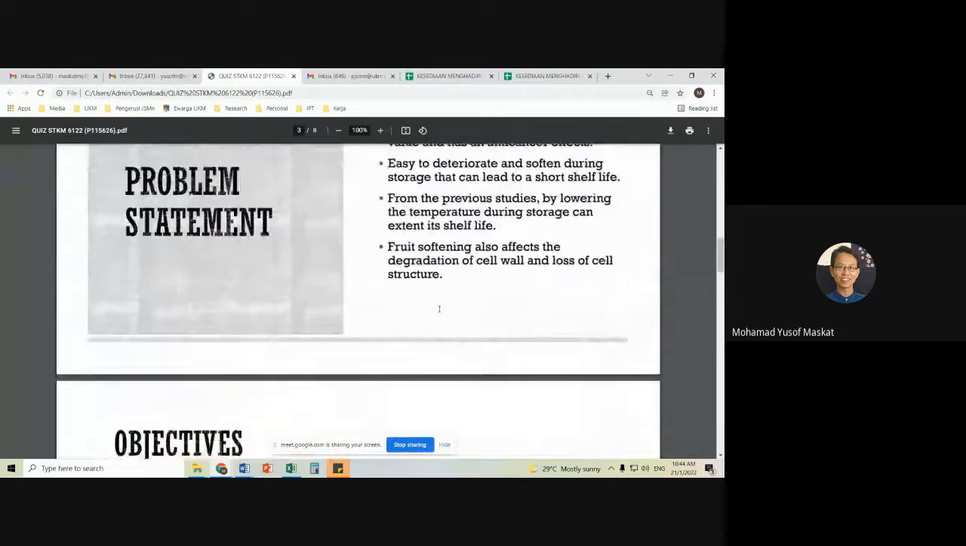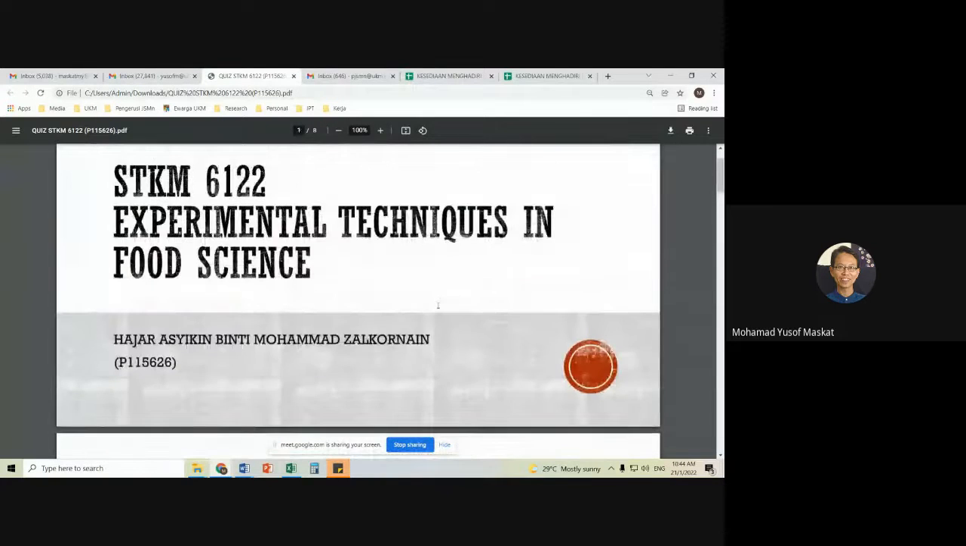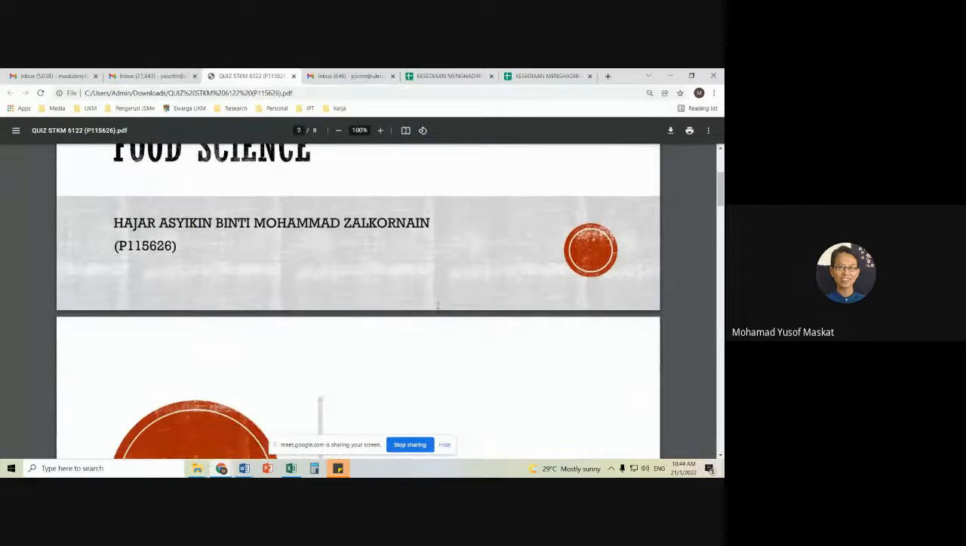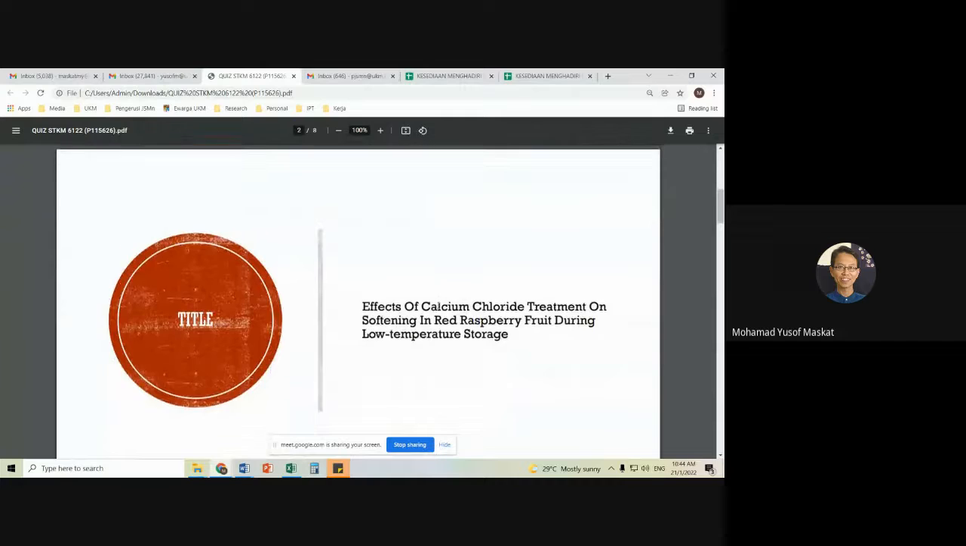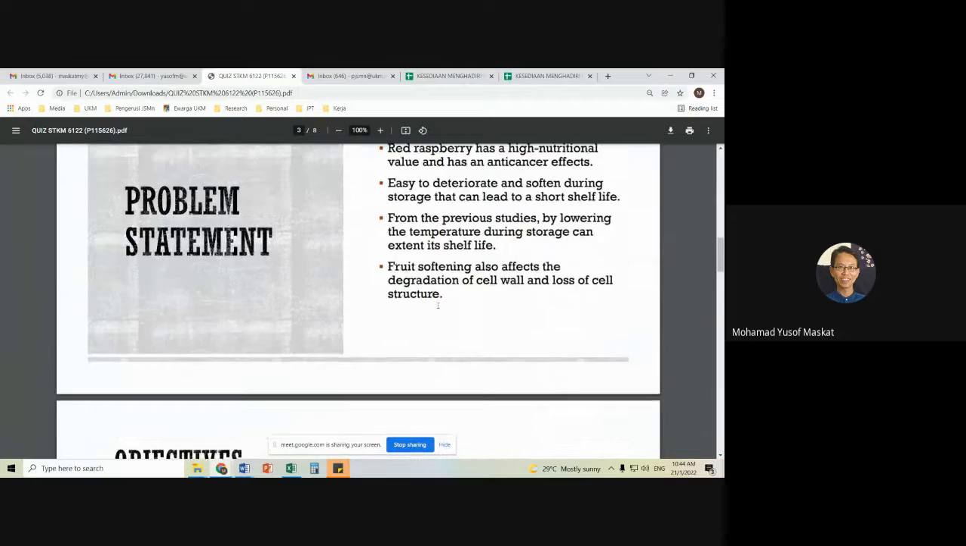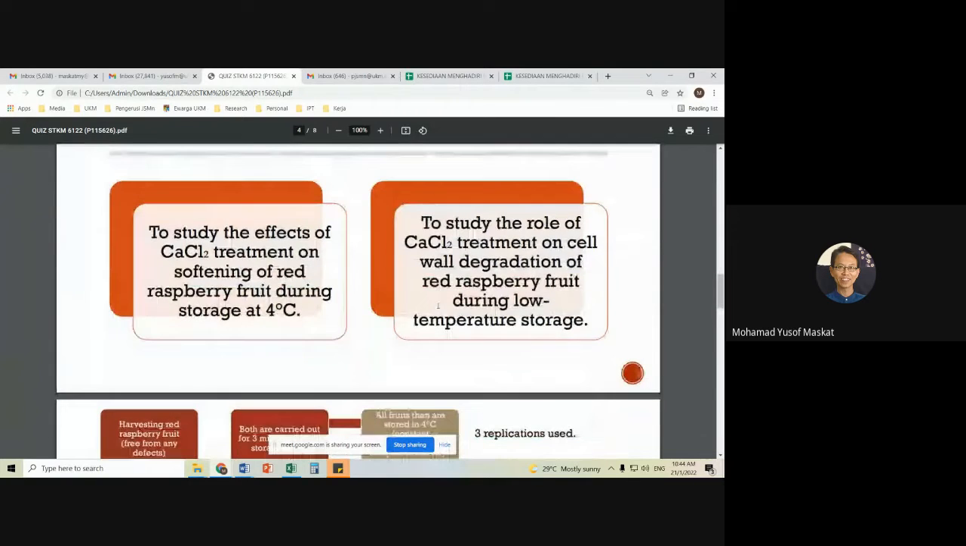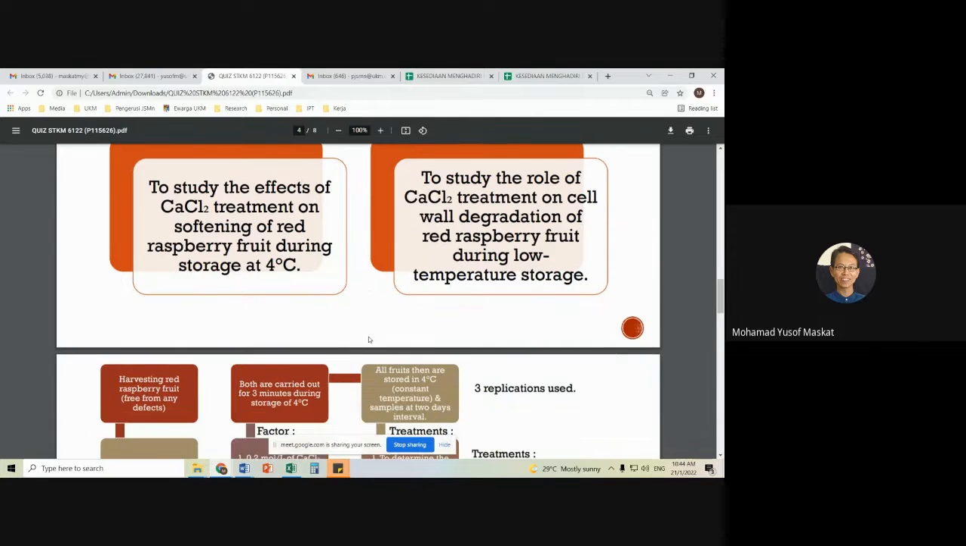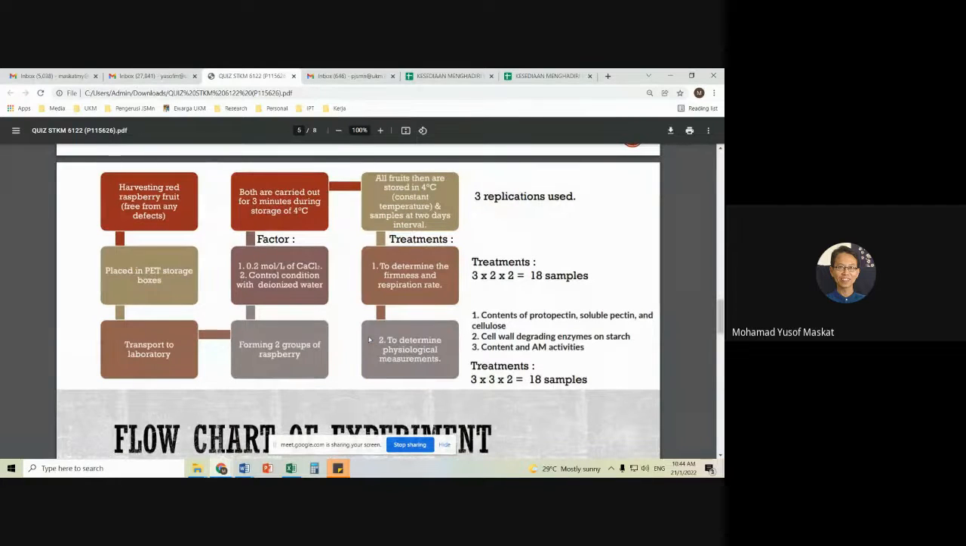Okay, so this is Hajar's project. Oh, this is from a paper. The objectives are to study the effects of calcium chloride treatment on softening of red raspberry during storage, then to study the role of calcium chloride treatment on cell wall degradation of red raspberry. Okay, so these are the flow charts.